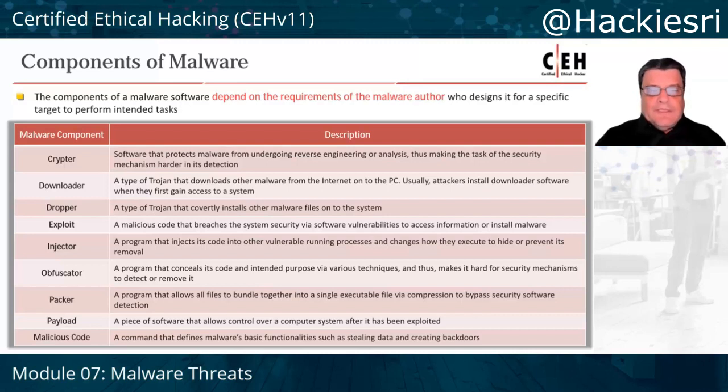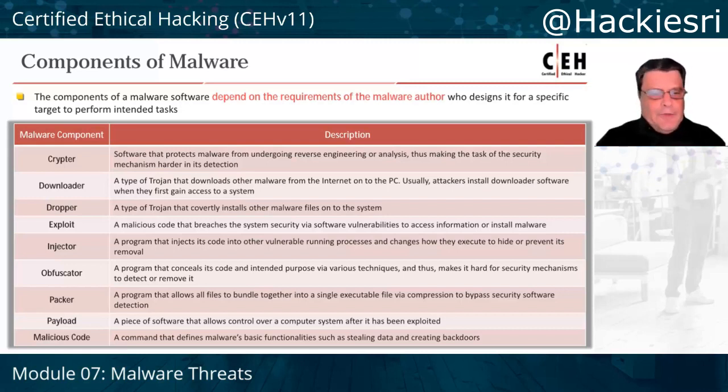A dropper is a type of Trojan that covertly installs other malware files on the system. An exploit is malicious code that breaches the system security via software vulnerabilities to access information or install malware. There's the injector, a program that injects its code into other vulnerable running processes and changes how they execute to hide or prevent its removal. Obfuscators, a program that conceals its code and intended purpose via various techniques and thus makes it hard for security mechanisms to detect or remove it.